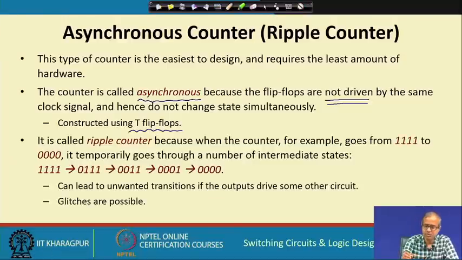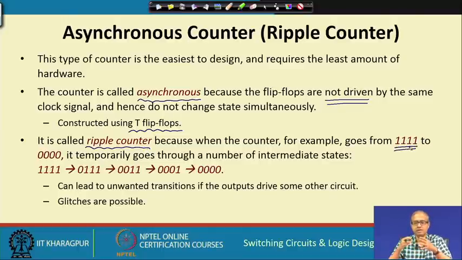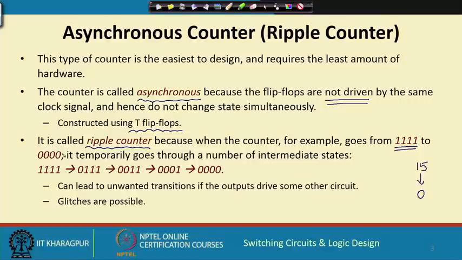Next, let us see why they are called ripple counters. Let us take an example that for a 4-bit counter, the current state is 1111. 1111 means 15, right? Now, if another clock pulse comes, the count is supposed to be 16, but in 4 bits, you can only store a maximum of 15. So, if another pulse comes, it will again reset to 0. So, from 15 you will again go back to 0. So, 1111 to 0000.